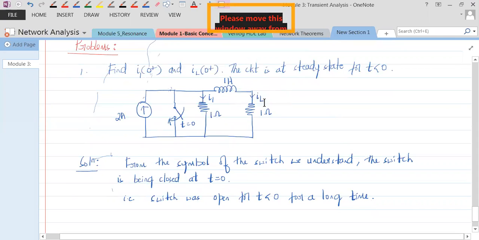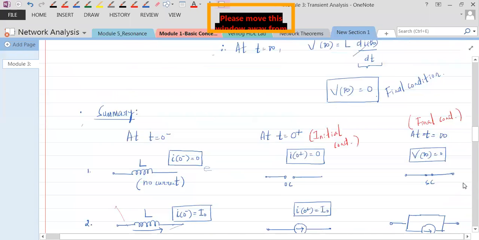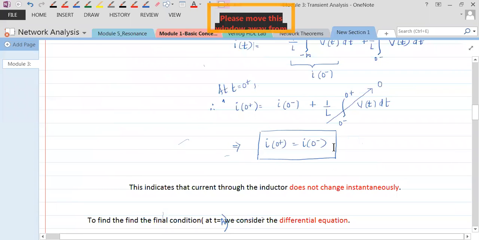If you have to understand IL of 0 plus, we need to understand what is IL of 0 minus. So can we write this circuit at t equal to 0 minus? Because if you write the circuit and understand what IL and I1 are at t equal to 0 minus, it is as good as obtaining IL of 0 plus. IL of 0 minus is actually equal to IL of 0 plus. How? Yesterday we have seen the current through the inductor will not change instantaneously. Whatever was the current at t equal to 0 minus is the same at t equal to 0 plus, because to change it needs a lot of time.